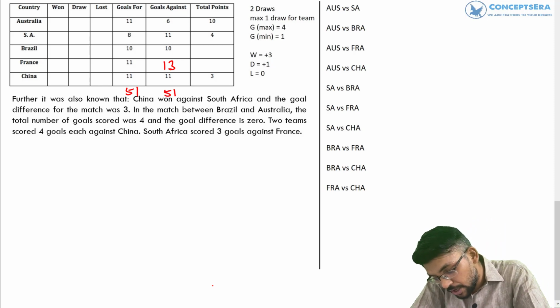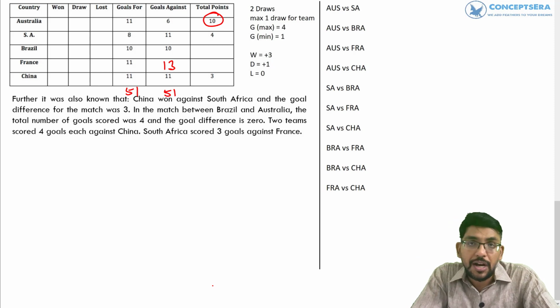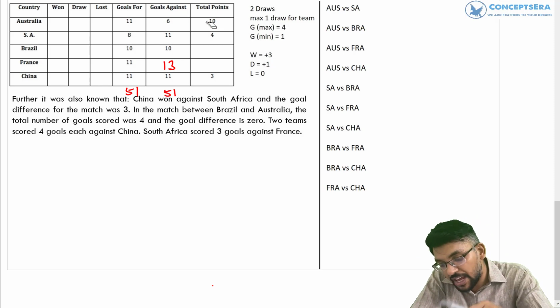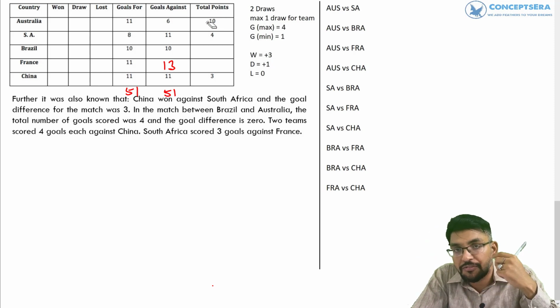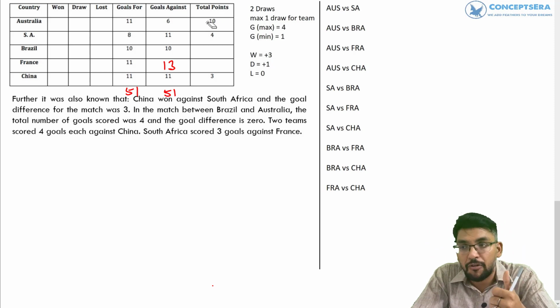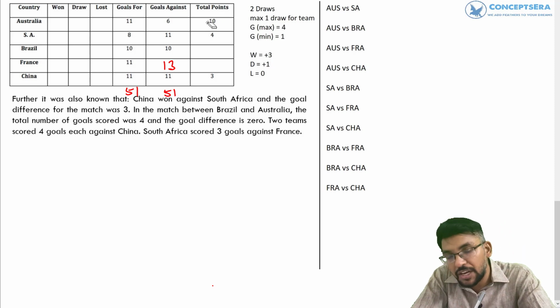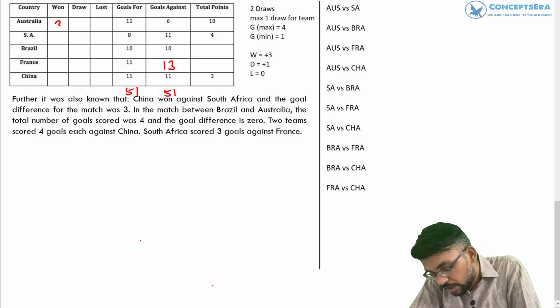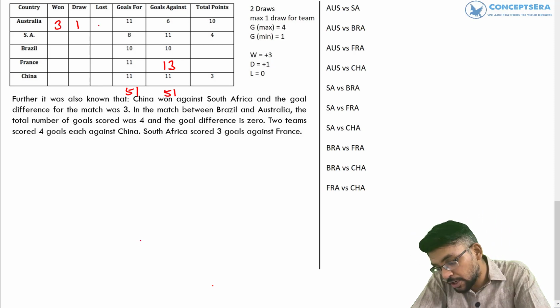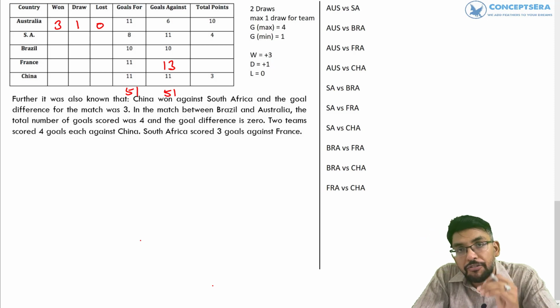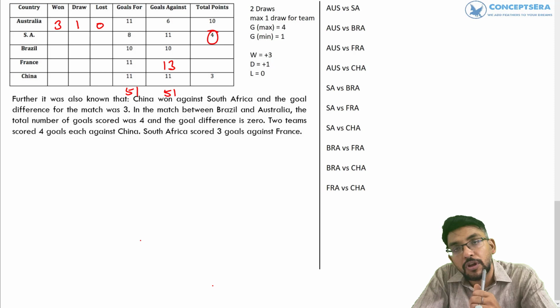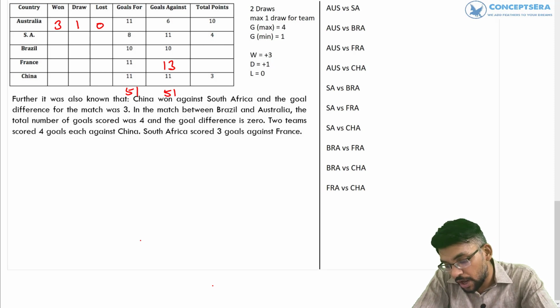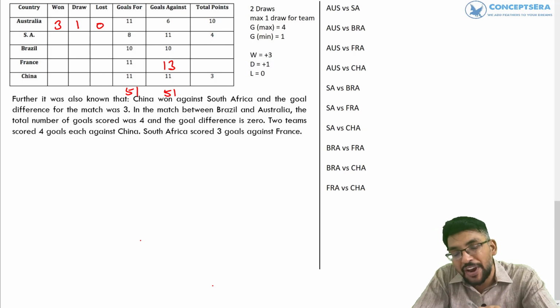Further, if you see, Australia scored a total of 10 points. For a win we have 3 points, for a loss we have 0 points, and for a draw we have 1 point. So how can Australia get 10 points? It is only possible with 3 wins, 1 draw and 0 losses. Further, if we see South Africa, points is equal to 4 here. So total points are 4. How can South Africa get 4 points here?